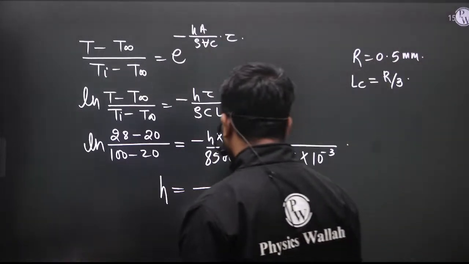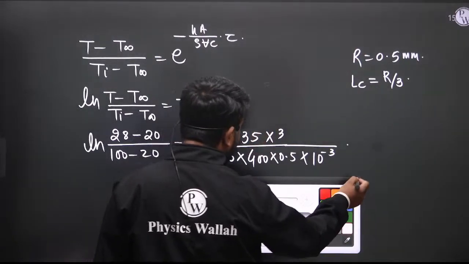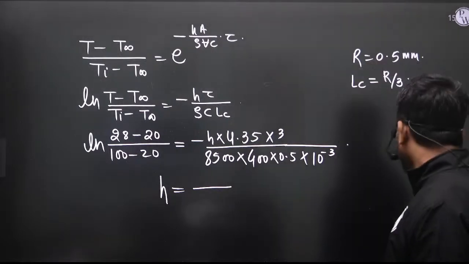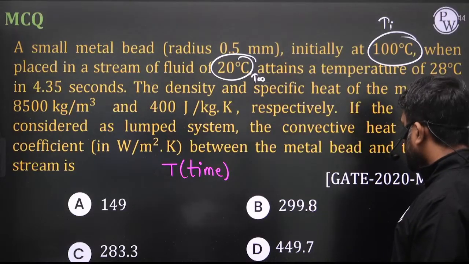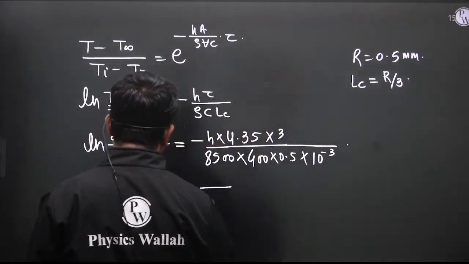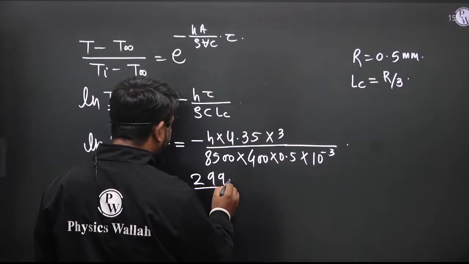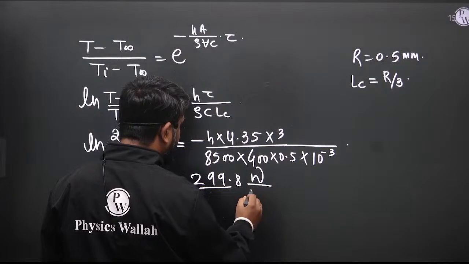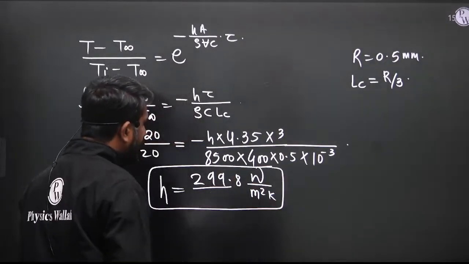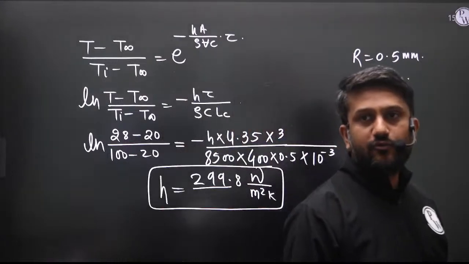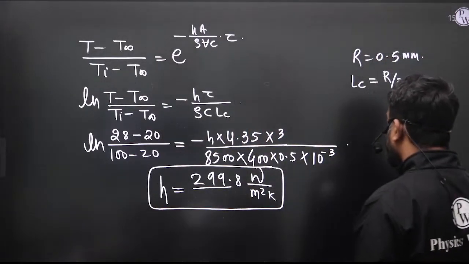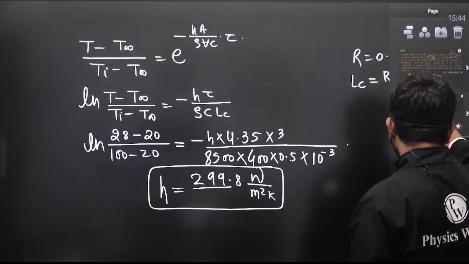Okay. Not good. Now tell me what is the value of h? B for Bombay. So that is 299.8 watt per meter square Kelvin. Everyone getting this answer? 299.8 watt per meter square Kelvin. Yes. So correct option is option B. Okay.